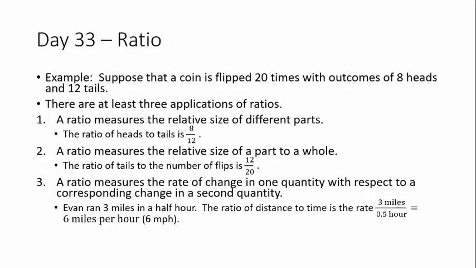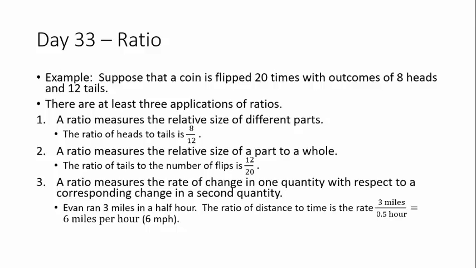We have at least 3 applications of ratios that we want to mention here, and 2 of these applications deal with this example. The first application, a ratio measures the relative size of different parts. So in our ratio 8 to 12, we're thinking about the size of the different parts here. So the ratio of heads to tails is 8 to 12. This is telling us about the size of the parts.